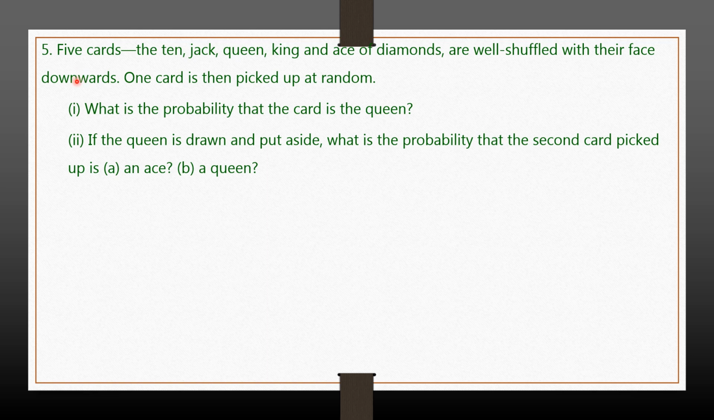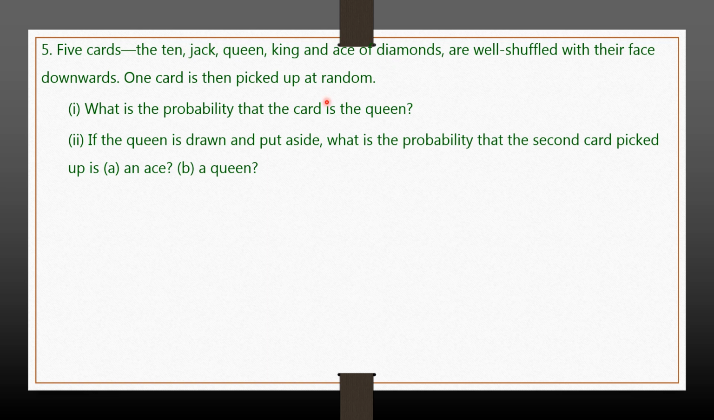Look at the next problem. 5 cards. The 10, Jack, Queen, King and Ace of diamonds are well shuffled with their faces downwards. One card is then picked up at random. Even here, the total number of cards is not 52. The total number of cards is only 5. All the 5 cards are of diamonds: 10 of diamonds, Jack of diamonds, Queen of diamonds, King of diamonds, and Ace of diamonds. These are the 5 cards which are given to us, and from these 5 cards, one card is picked up at random.